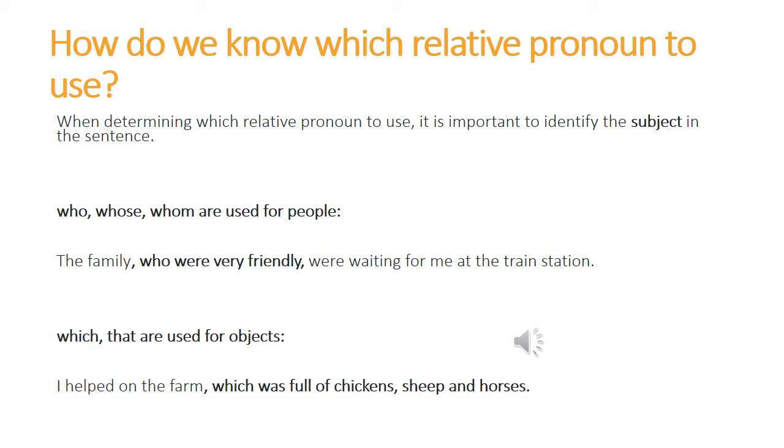The relative pronouns which and that are used for objects. For example, you can see my main clause is I helped on the farm. I want to add some extra information about the farm, so I attached the relative clause which was full of chickens, sheep and horses. You can see there my relative pronoun is which.